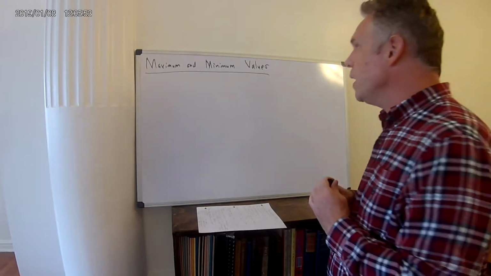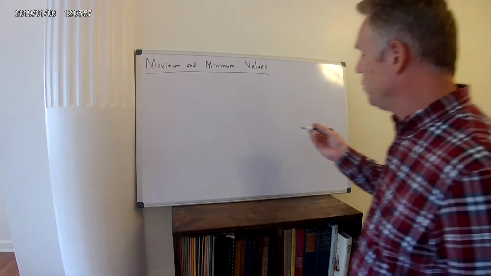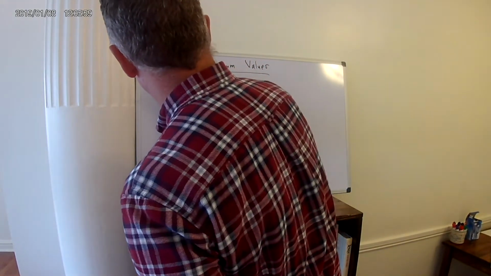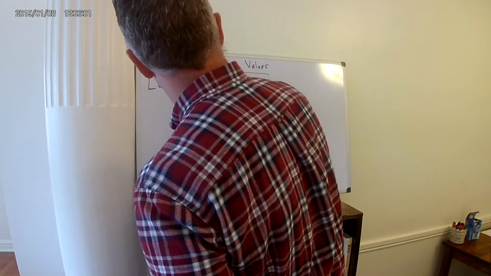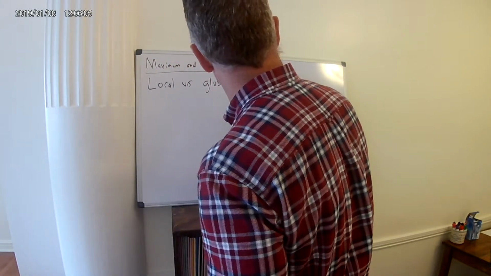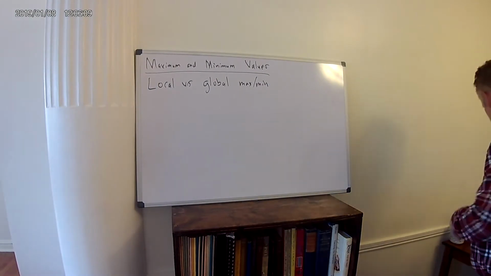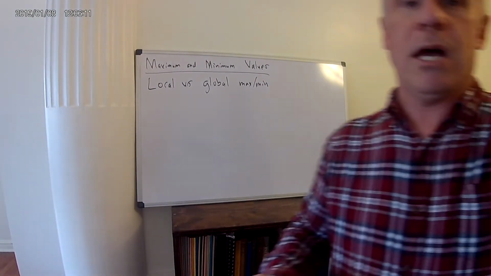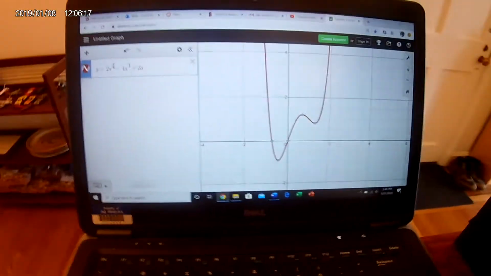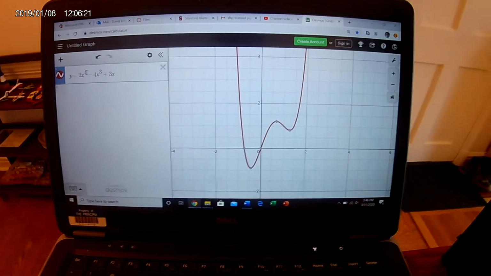But before we get into some example problems, I want to discuss the difference between local versus global maximum and minimum values. Local versus global. To illustrate this, in Desmos, I've graphed a function here. You can see it over there. It's 2x to the fourth minus 4x cubed plus 3x.